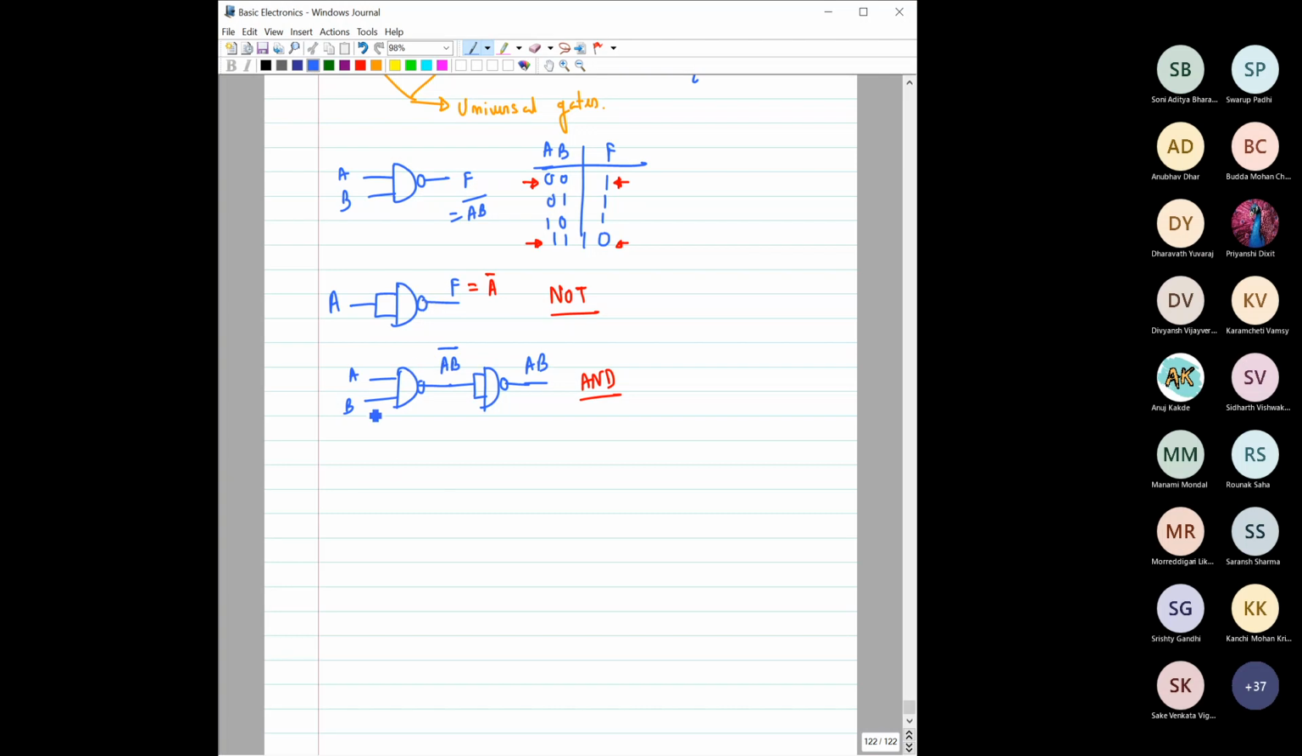Now another basic operation, that is the OR operation. If I do it like this, what will be the output here? We know that. Please tell me what will be the output? A complement. Right. Here B complement.